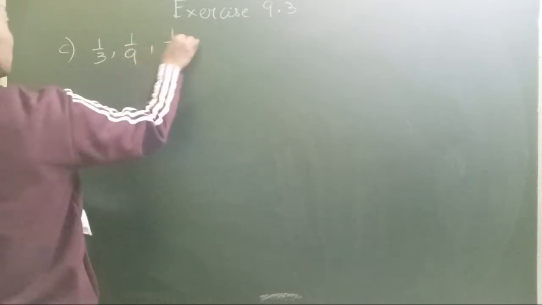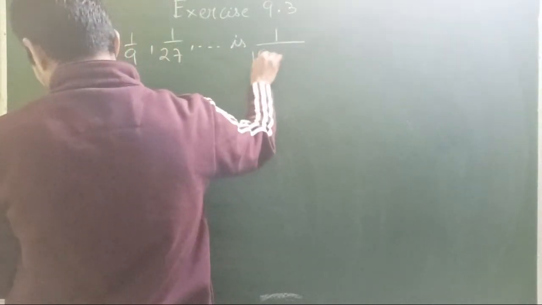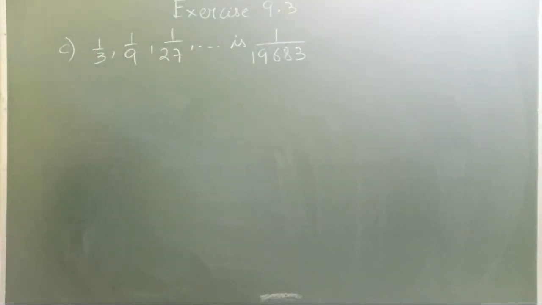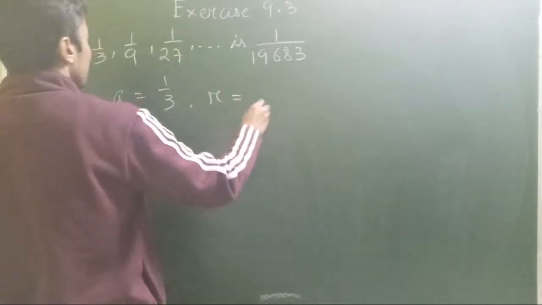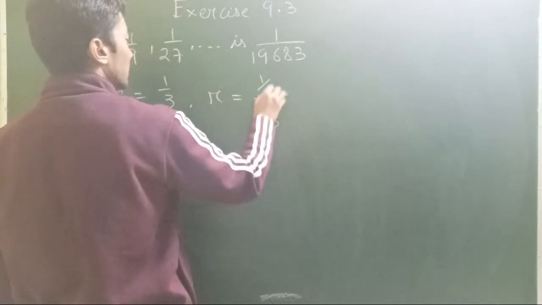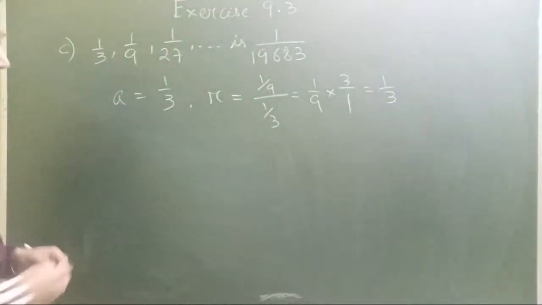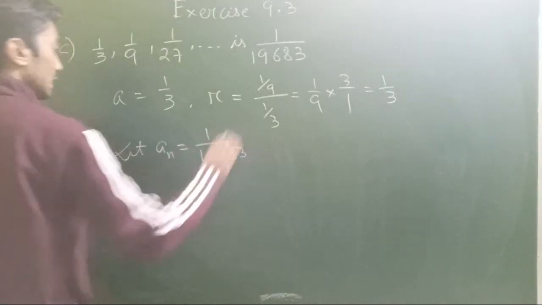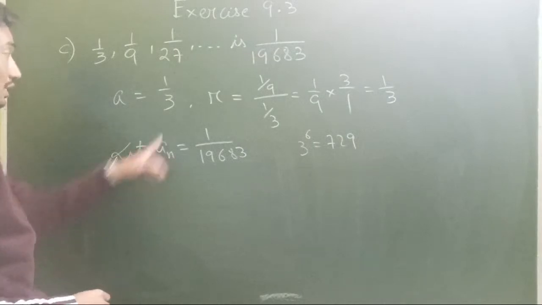The next sequence is 1 by 3, 1 by 9, 1 by 27, dot dot dot. Which term is 1 by 19683? Okay, we have to solve. Here a is 1 by 3, common ratio is 1 by 9 divided by 1 by 3. So 1 by 9 into 3 by 1, that will be again 1 by 3. Let the nth term be 1 by 19683. As we know, 3 power 6 is 729.